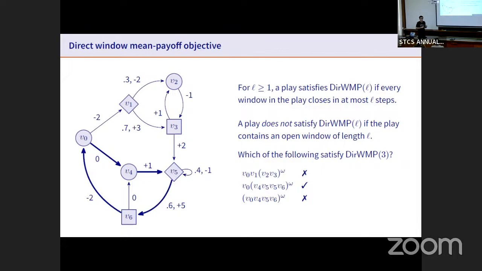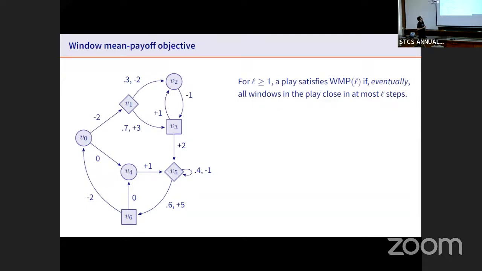So we weaken this objective now for player 1. We come to a final objective, the window mean payoff objective. So we say that a play satisfies this window mean payoff objective if eventually all windows are closed in L steps. So you are allowed to see open windows of length L for some finite amount of time, but after that, every window should close in at most L steps.